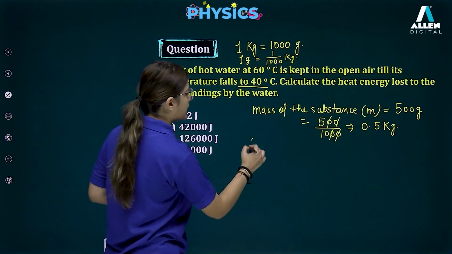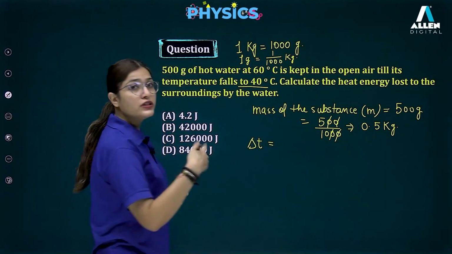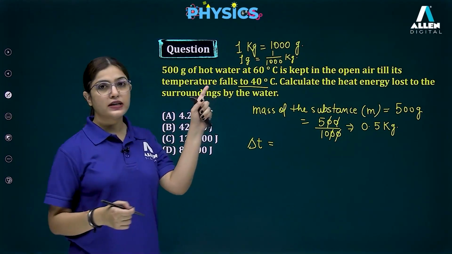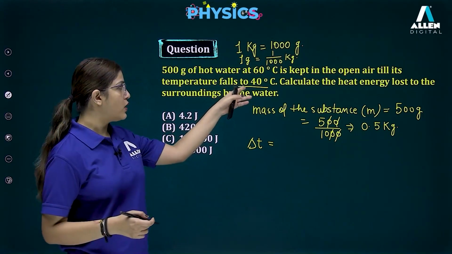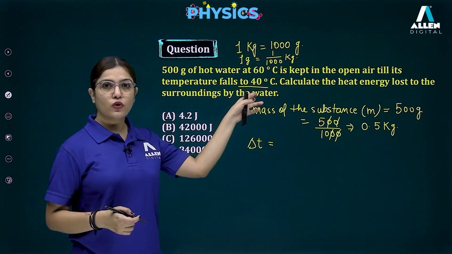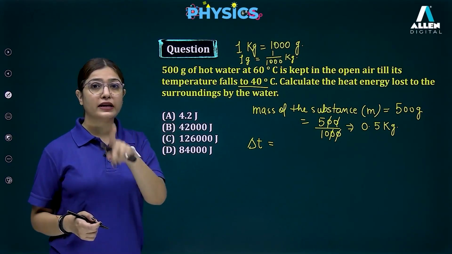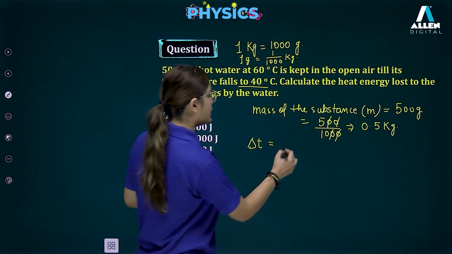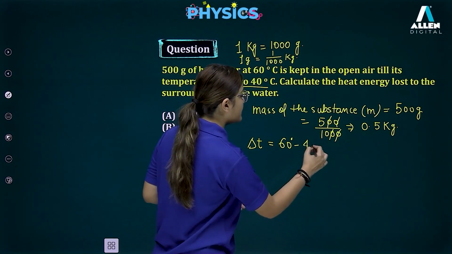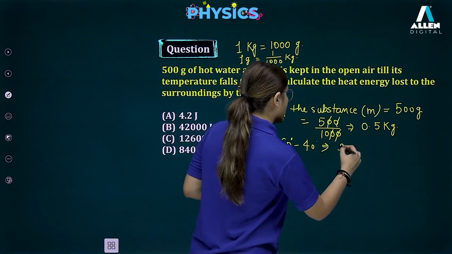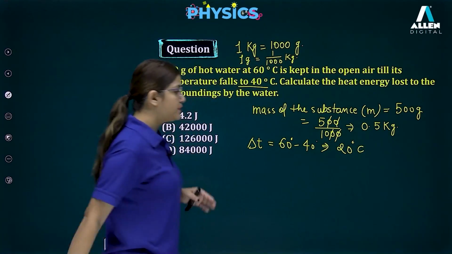We also have the delta T. Delta T, that means change in temperature. 60 degrees Celsius, and then it will fall down, and now we have the T2, right? If I'm writing that here T2 temperature, I just have to find out the delta T, that means change in temperature. We can easily write 60 degrees minus 40 degrees, so it is like 20 degrees Celsius.